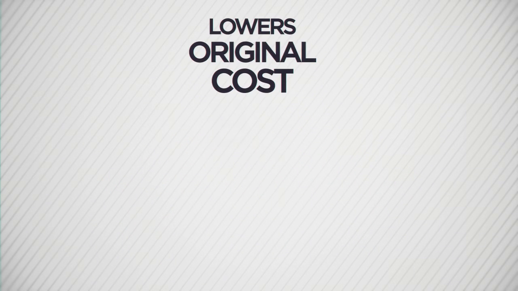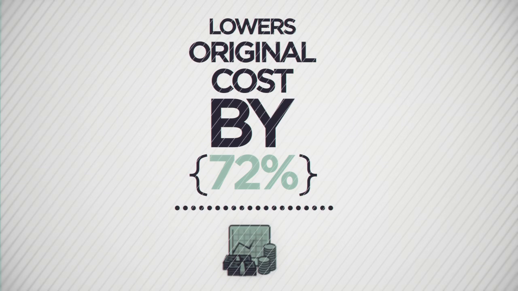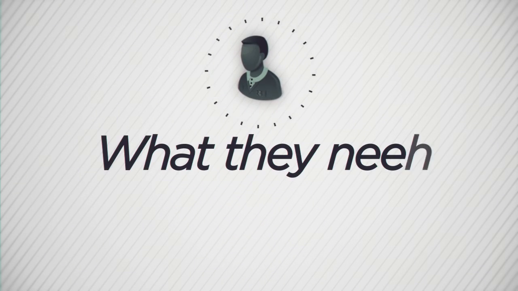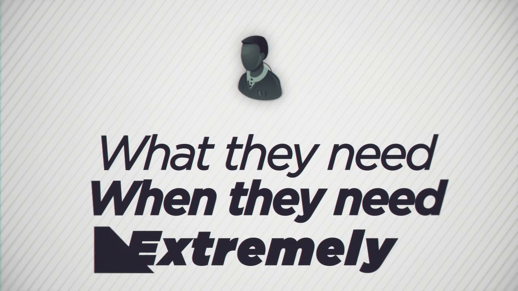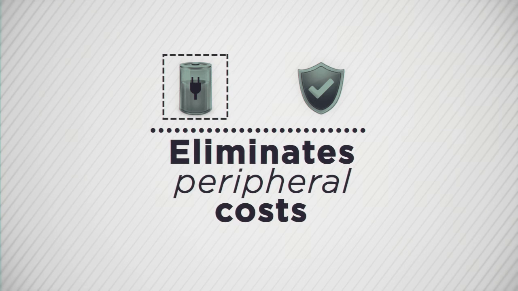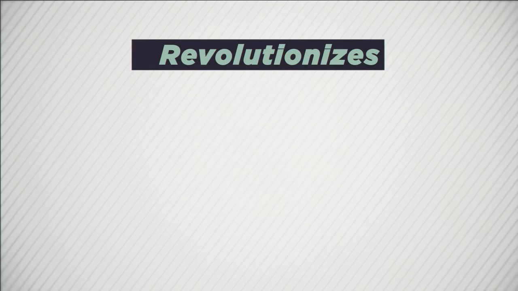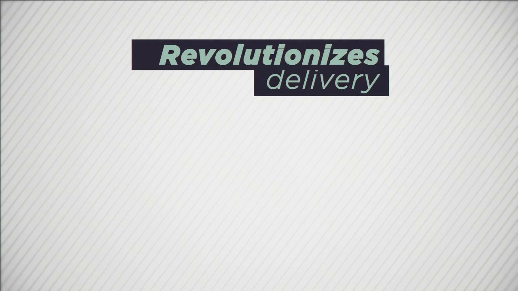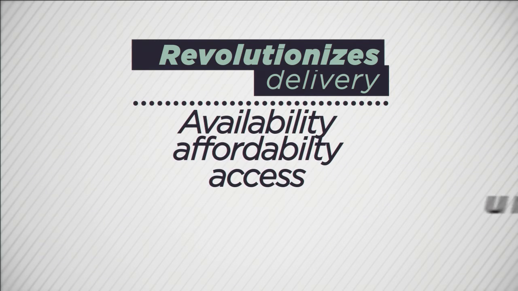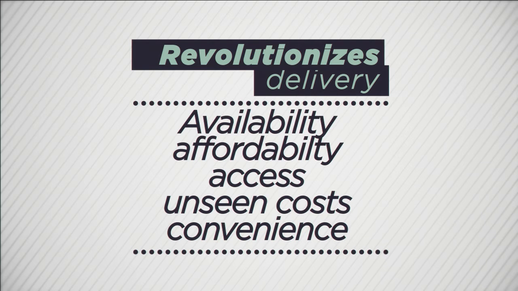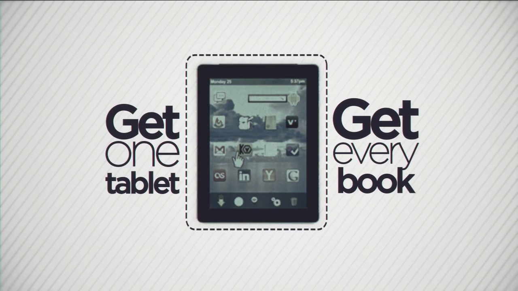Three things. First, it lowers the original cost of the book by 72%. Second, it allows users to be able to buy what they need when they need it for as long as they need it, making the books extremely affordable. Third, it eliminates peripheral costs such as those of power and security. Kytabu revolutionizes the delivery of textbooks by addressing simultaneously the problem of availability, affordability, access, unseen cost, and convenience as a one-stop shop delivery system. Get one tablet, get every textbook.